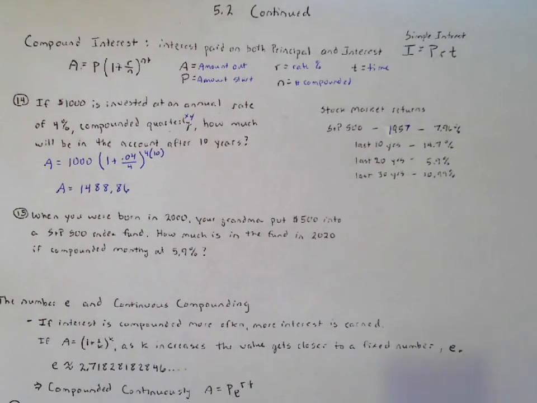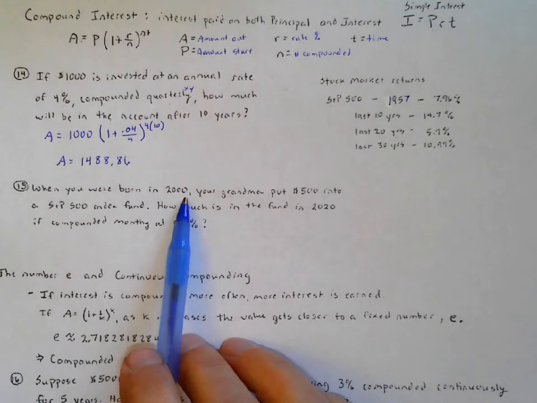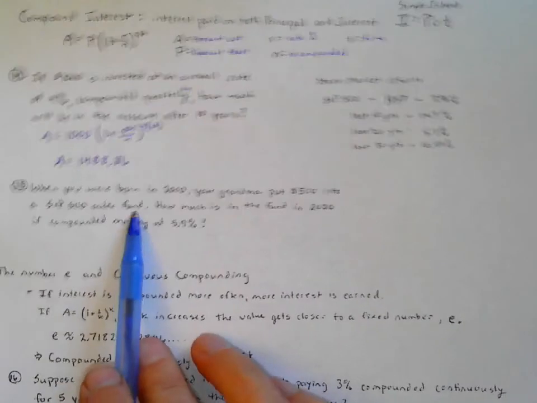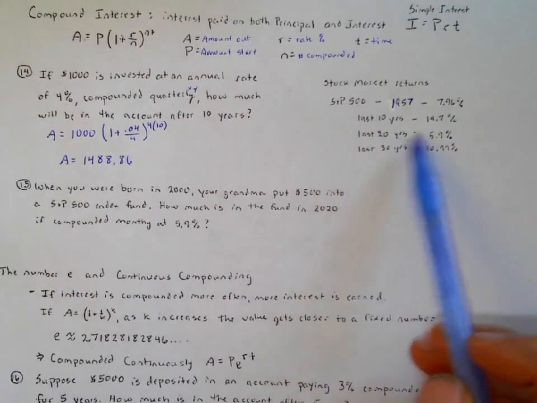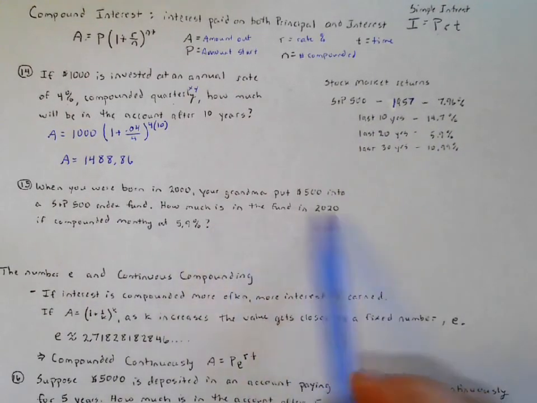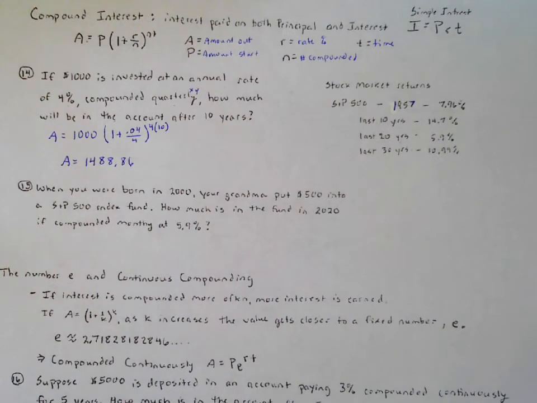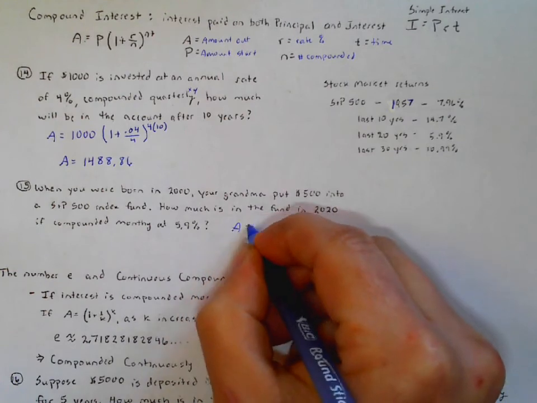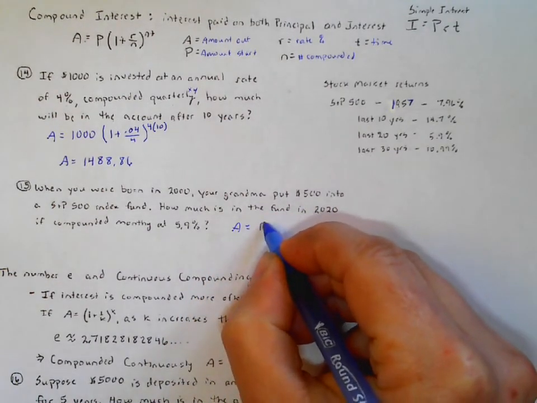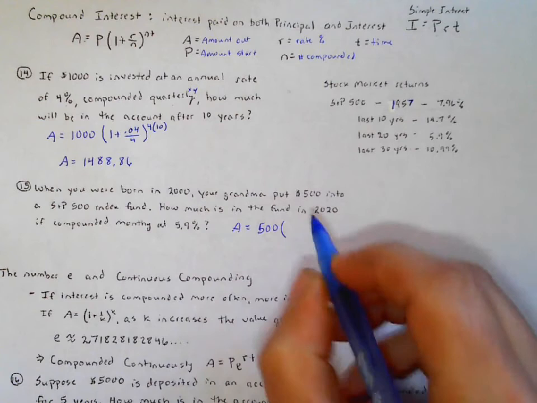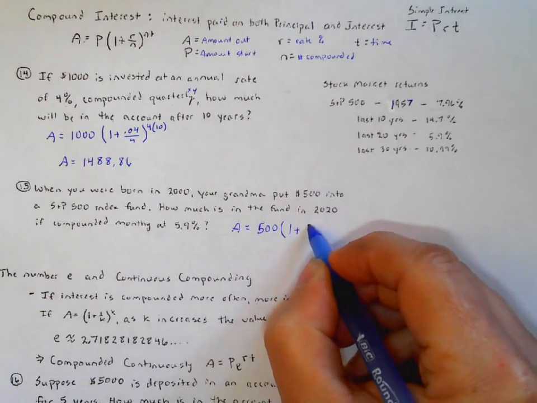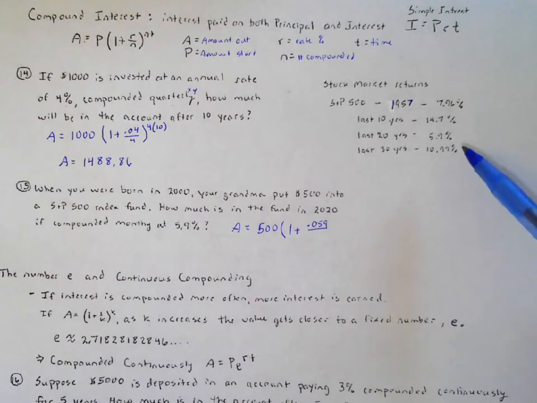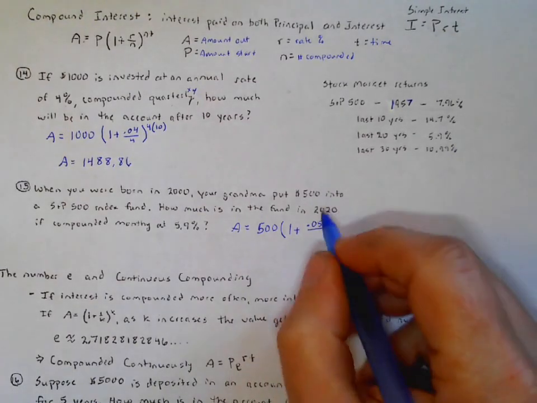So let's say you were born in the year 2000, which I think some of you might have been. Your grandma put $500 into an index fund, okay, an S&P index fund. How much is in the fund in 2020 if compounded monthly? Okay, so that'd be 20 years. So how much is in the fund if your grandma put in $500 for you, and the rate was 5.9%, which is kind of what they say. They say average 5-6%, something like that, if you put it in there.